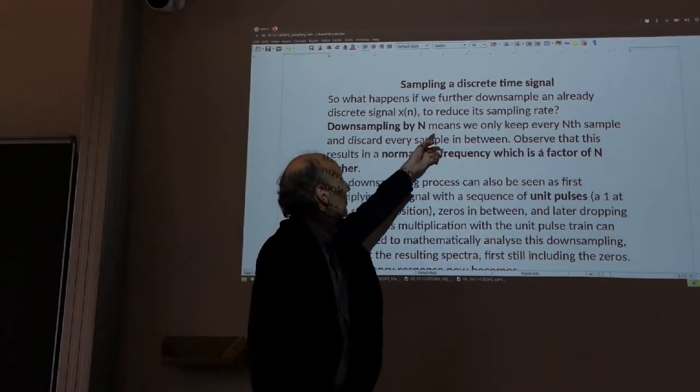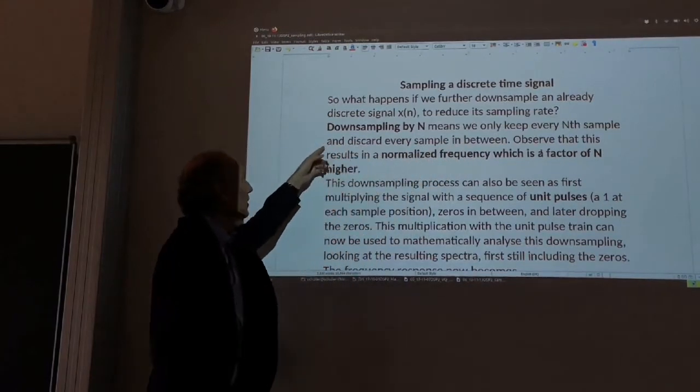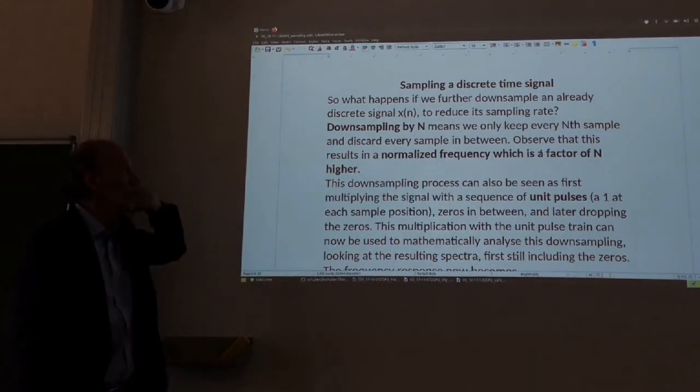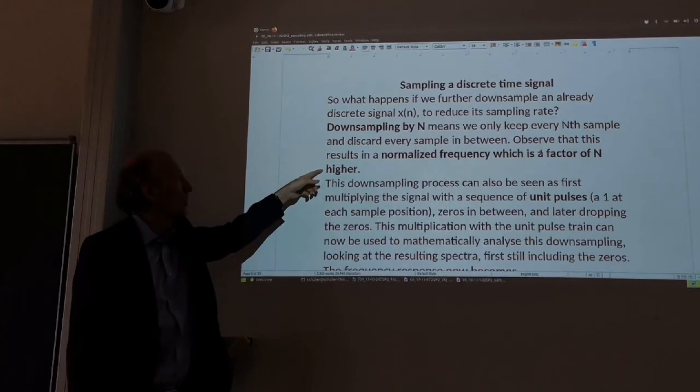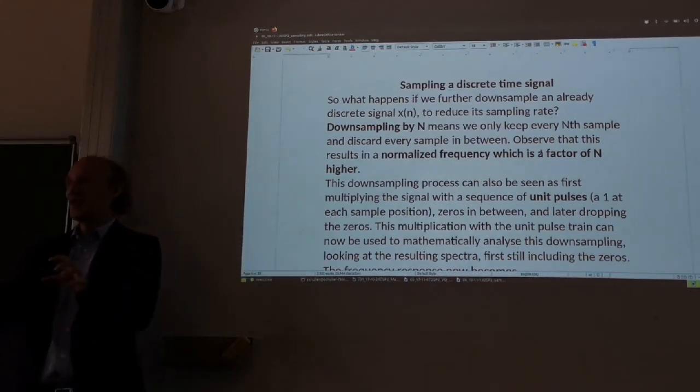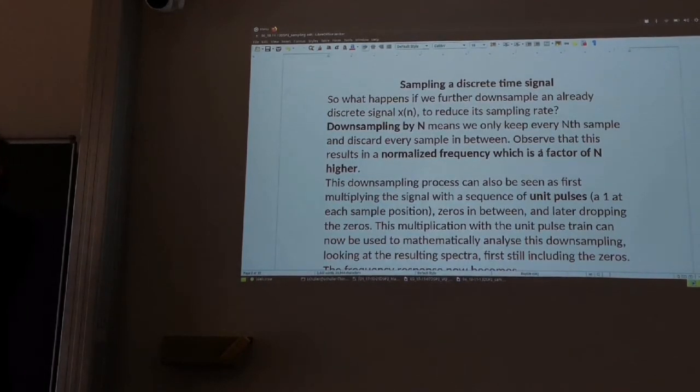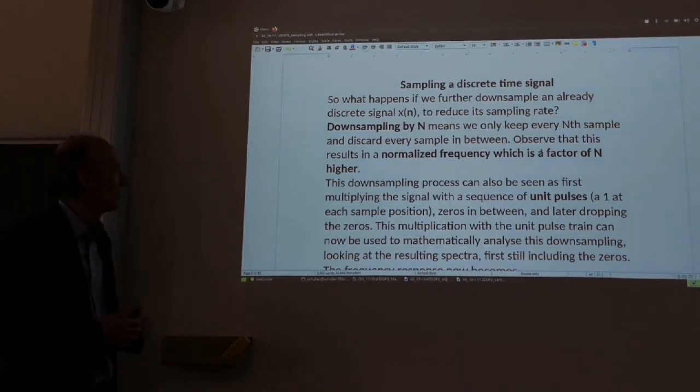So downsampling by N means we only keep every Nth sample and discard every sample in between. Observe that this results in a normalized frequency which is a factor of N higher. Right? If we change the sampling rate, we change the normalized frequency accordingly, because now we have a different sampling rate. So that's something we have to keep in mind.